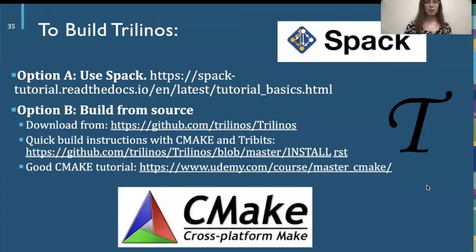If you want to build Trilinos from source, which is absolutely necessary if you intend to do any development work in Trilinos, you're going to need to download the code from github.com, and then you need to follow the build instructions using CMake and TriBITS. You can see quick build instructions at the link in the second bullet below. And if you're not familiar with CMake, I highly recommend the good CMake tutorial below on Udemy.